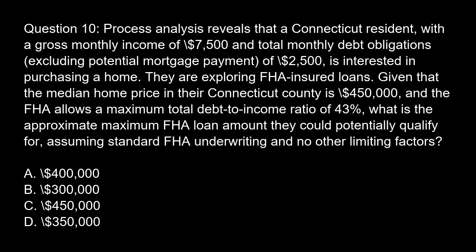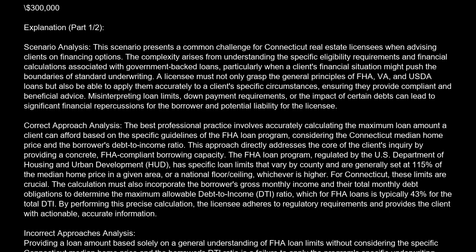Option A, $400,000. Option B, $300,000. Option C, $450,000. Option D, $350,000. Correct answer is B, $300,000. Explanation: scenario analysis. This scenario presents a common challenge for Connecticut real estate licensees when advising clients on financing options.